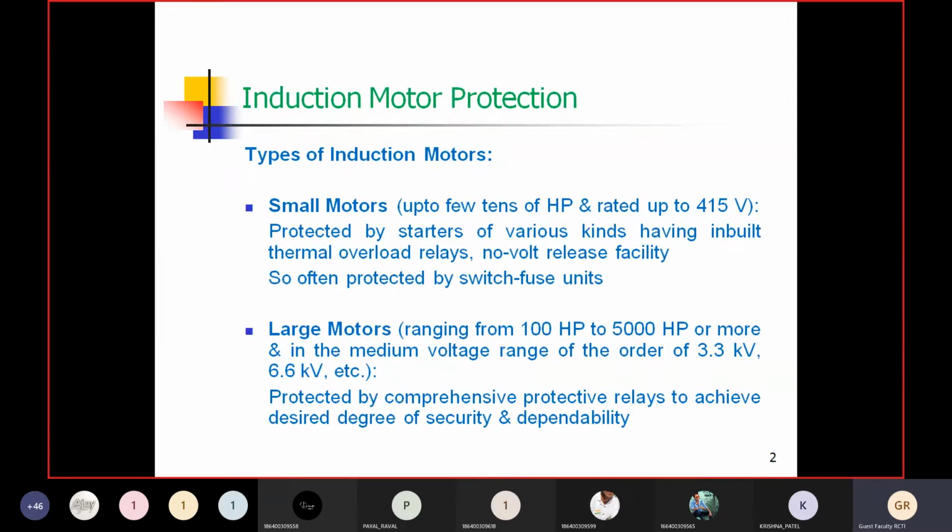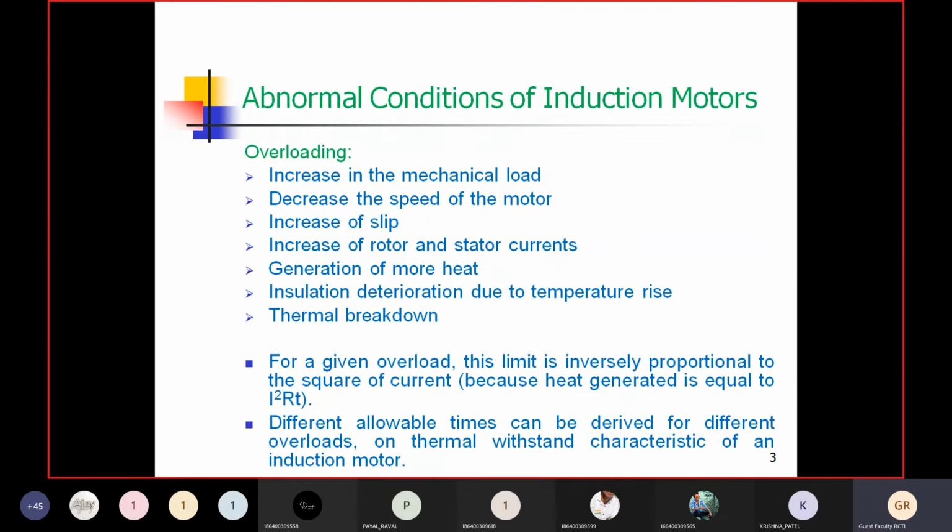So it should be clear in your mind that relays are provided only for these categories of motors which are called large motors. Okay, so that should be clear in your mind. So this is a very important slide to understand which type of motors we are going to talk about.